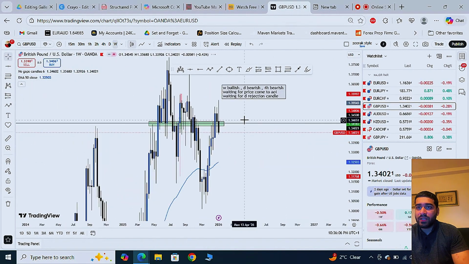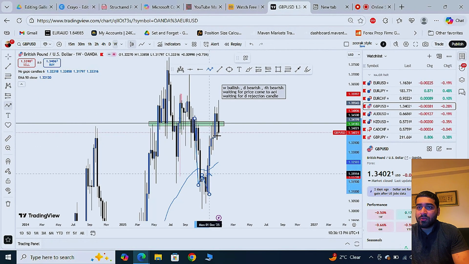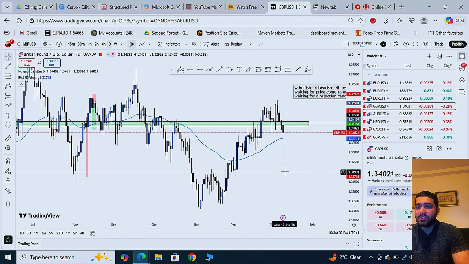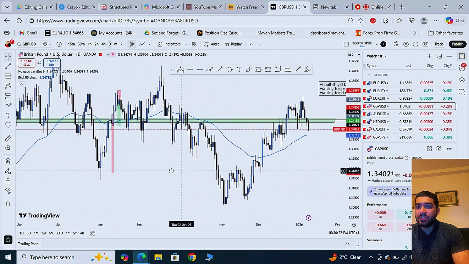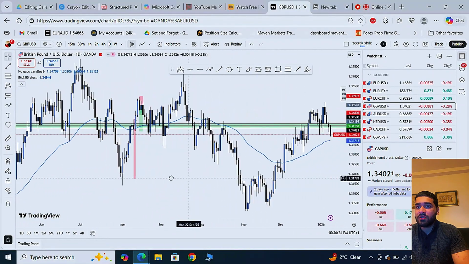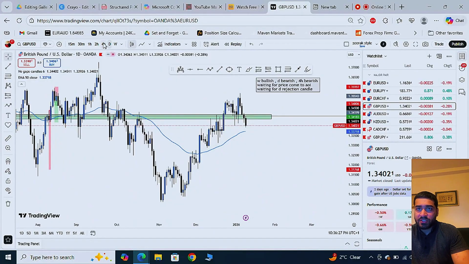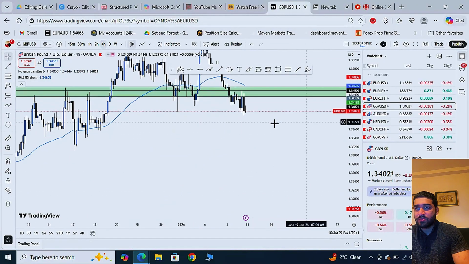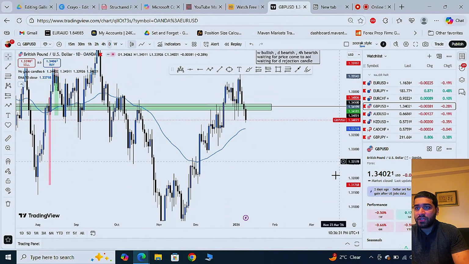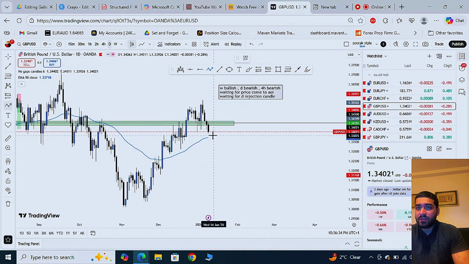GBP/USD, in weekly we are bullish from this point, so lower low, lower high, lower low, higher high, and it will create the higher low. So the weekly is bullish, the daily is bearish, and we have this daily area of interest which has a lot of touches, more than 3 touches, and the 4-hour is also bearish. So I will look for the daily to come here again, give me the rejection candlestick, and I will look for the downside.